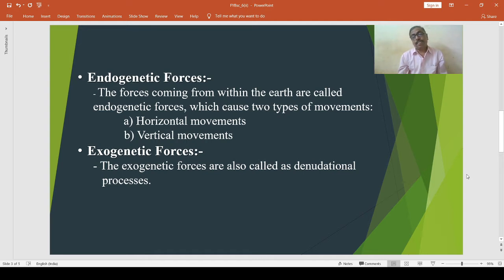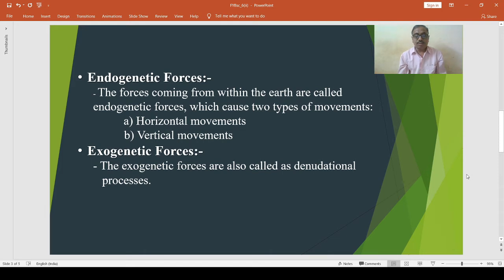Exogenetic forces. The exogenetic forces are also called denudation processes or destructional forces, or processes that originate from the atmosphere. These forces are continuously engaged in the destruction of relief features through weathering, erosion and deposition. Exogenetic forces are therefore planation processes. Denudation includes both weathering and erosion.